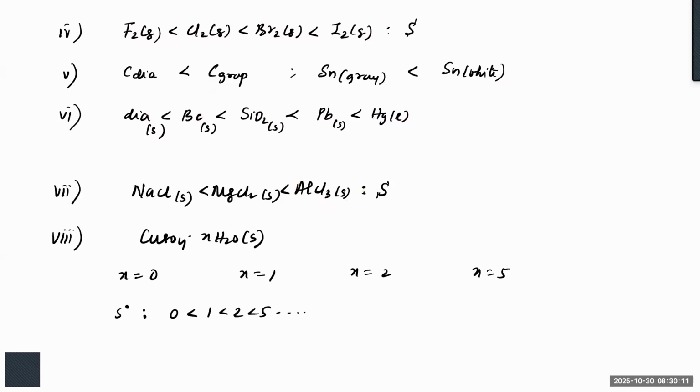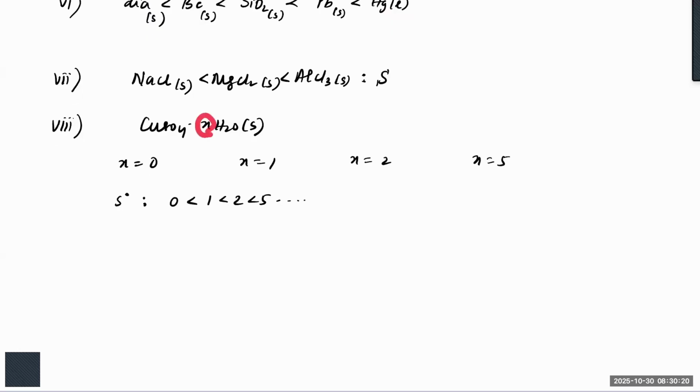AlCl3 will have more covalent character. That's why it has more entropy than MgCl2. NaCl has highly ionic character. And as the X increases, entropy will also increase in the case of copper sulfate hydrate, this one.